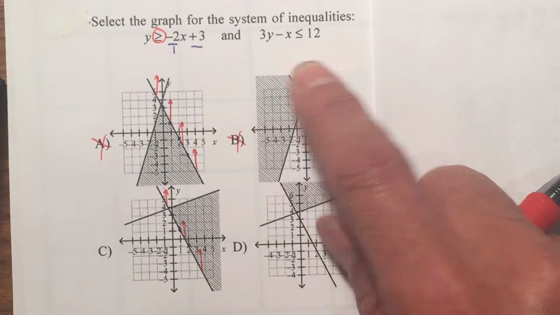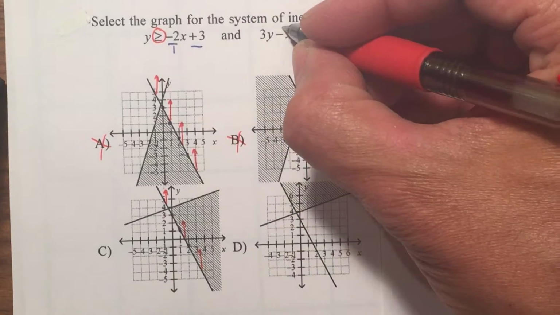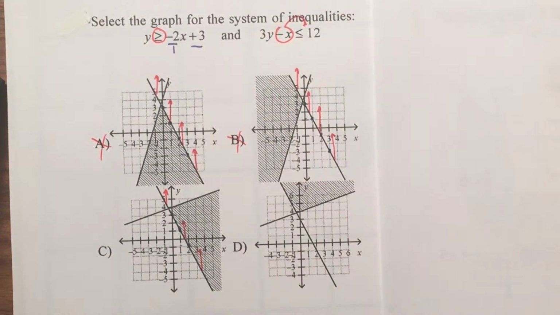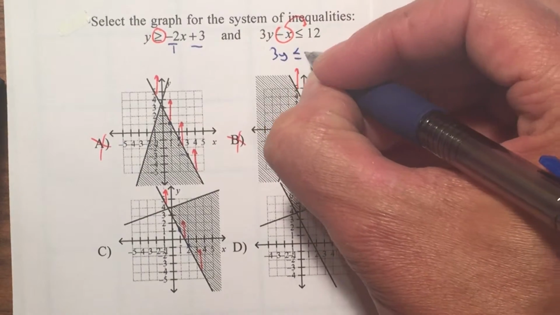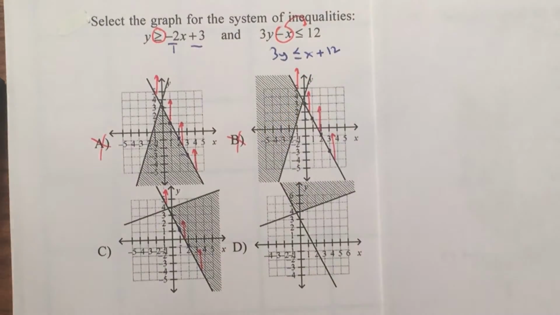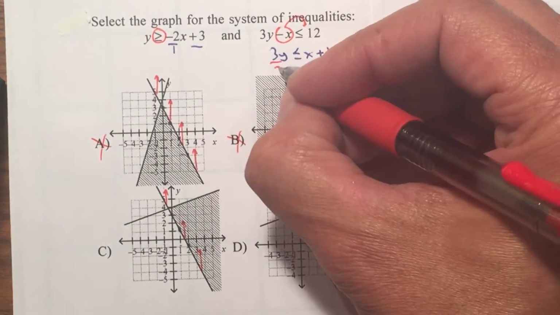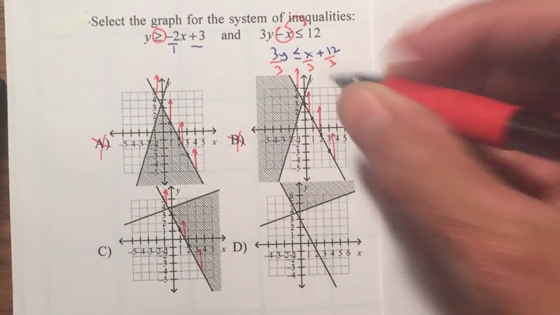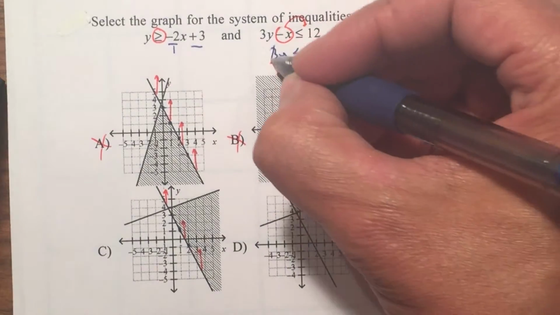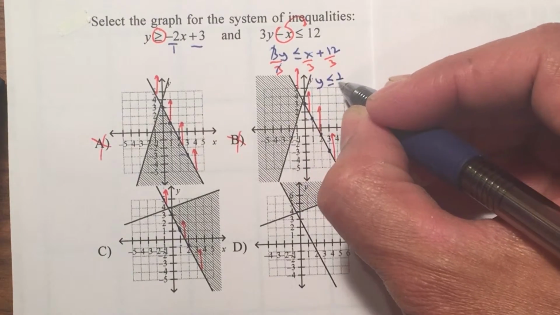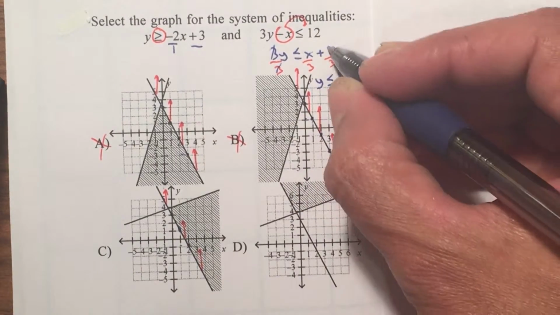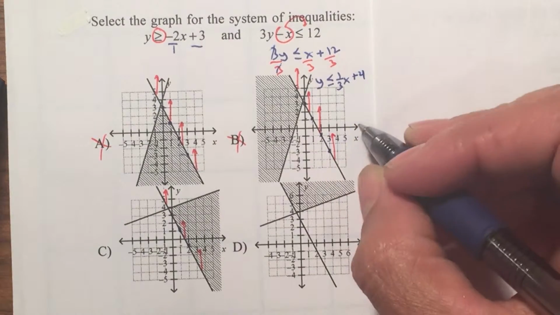I need to leave the y by itself. So I'm going to move my x to the right hand side. It's a negative, becomes a positive. Then I need to divide by 3. Divide by 3, divide by 3. The 3's cancel. So I have y is less than or equal to 1 over 3 x plus 4.